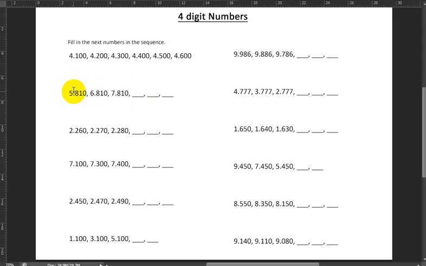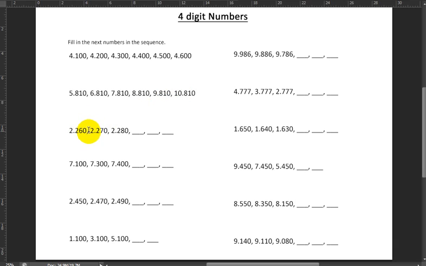Next up, we have 5,810, 6,810, 7,810. Now it's the thousands that are changing. They're going up by 1 every time. So what's the next number going to be? 5, 6, 7, and then it's going to be 8. So 8,810. Next number is going to be 9,810. Next number is going to be 10,810.